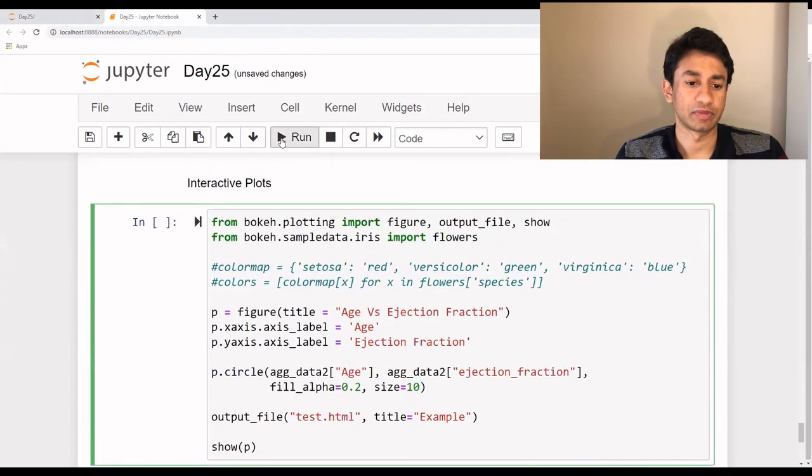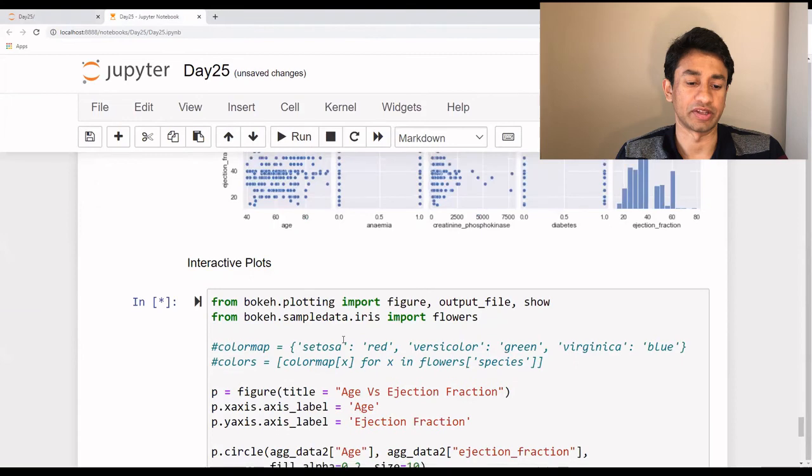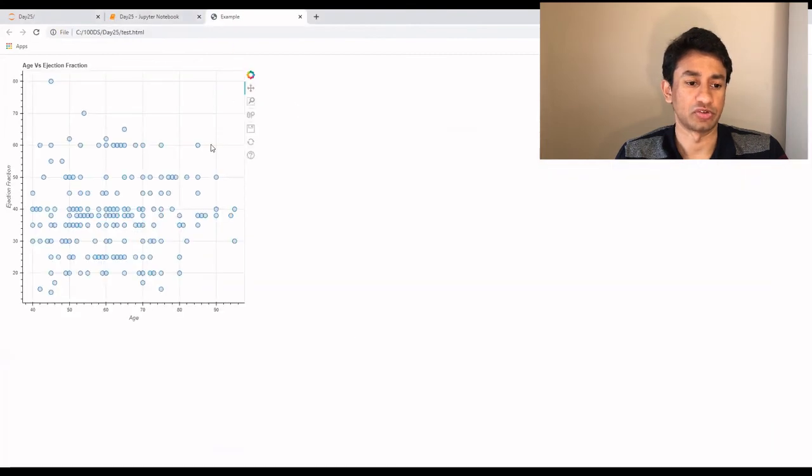So now we can see that it opens up in a browser, and we can see the age as well as the ejection fraction and how the scatter plot is distributed. There are a few functionalities for zoom in and zoom out. Maybe for this data set those functionalities are not required, but there is an option to even save this as an image, and so on. So that's about the interactive plot.